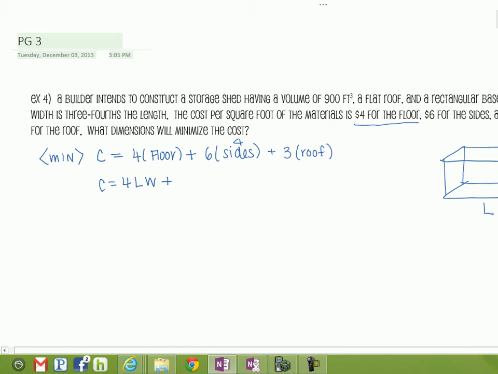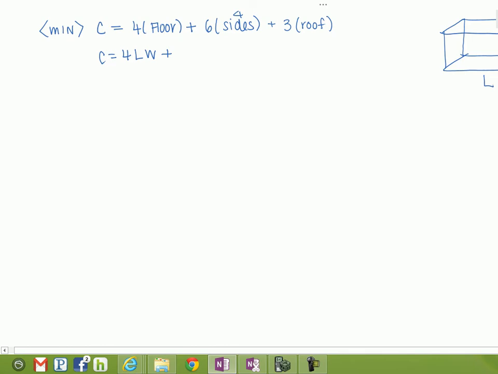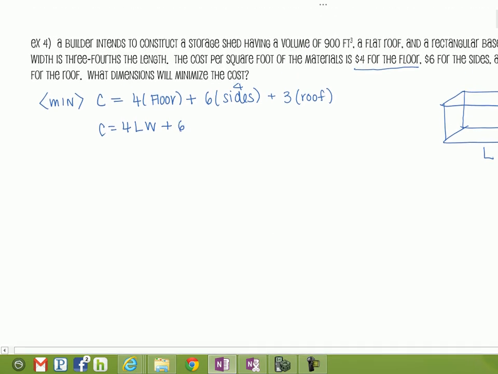It's not a square base, it's a rectangular base, so I would have 2 sides that are the same and then 2 other sides that are the same. So 6 times, let's do the front and the back. The front would be L times H. The sides would be W times H, and there's 2 of those. And then the roof is the same as the floor, L times W. We still have 3 variables, so I got to use everything else I see. So, whose width is 3/4 of the length. So W is equal to 3/4 L. So let's try to put that in.